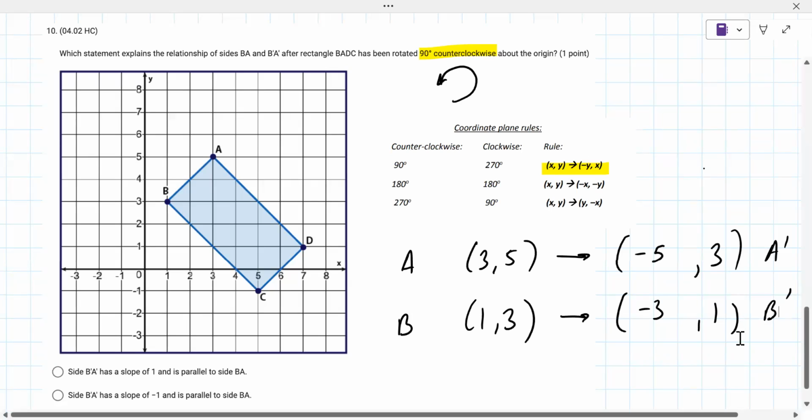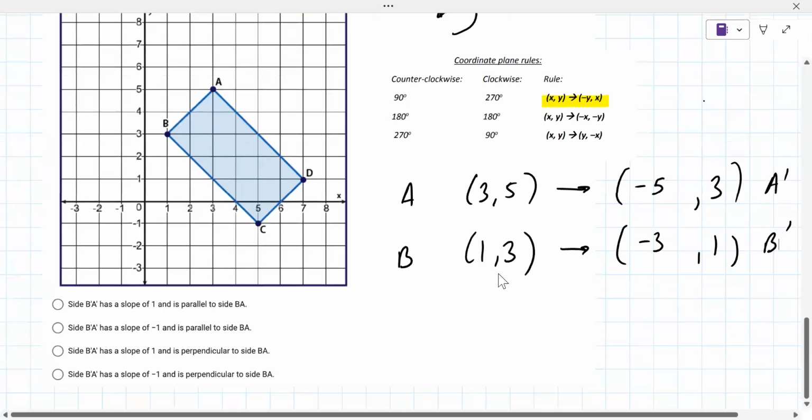Let me know if you need some help on this. This is the slope formula, or you can just graph them. I was just shooting the slope at y2 minus y1 over x2 minus x1. I got 1/-4.